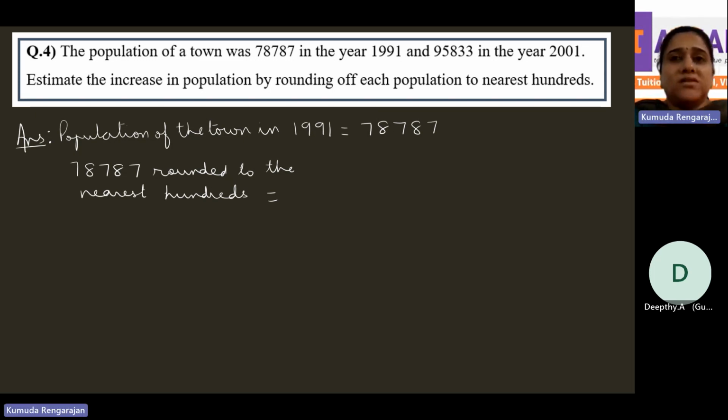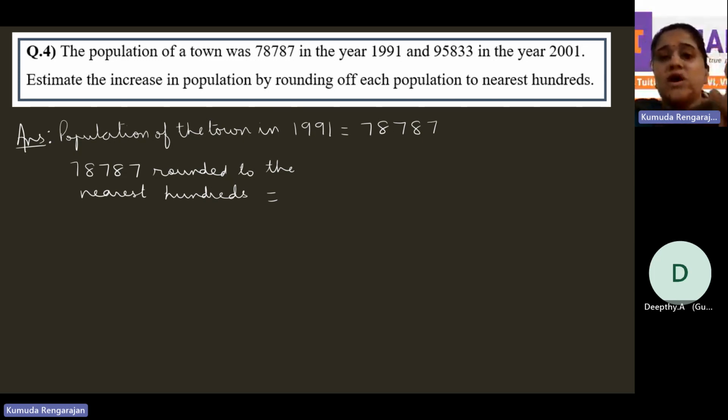All right, now answer this question, children. This number 78,787 lies between which two hundreds? See, read the hundreds portion. That's 787. 787 is between what? 787 is between 700 and 800.